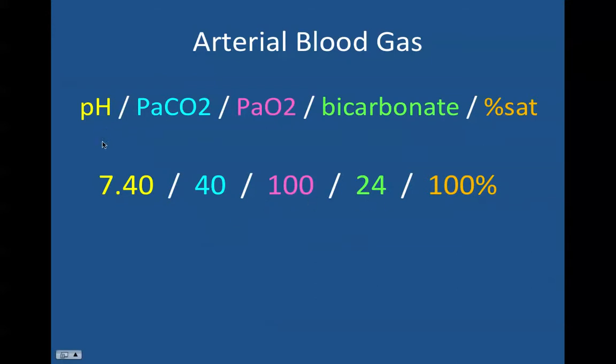So typically, and this is just a sampling of some of the information that we can get, the most important pieces of information are the pH, the arterial partial pressure of carbon dioxide, the PaCO2, the partial pressure of oxygen, the PaO2, the serum bicarbonate level, and if you recall, bicarbonate is the main buffer for acid in the blood, and then the percent saturation of hemoglobin.